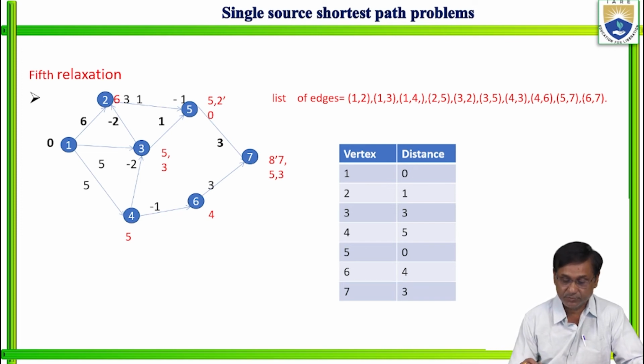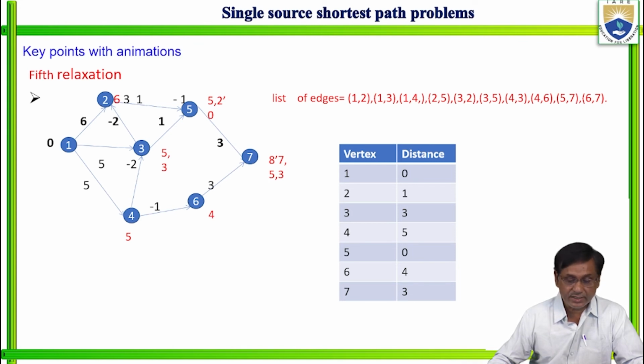Now what are the distances obtained now? Vertex 1 is 0, the distance of vertex 2 is 1, and vertex 3 is 3, vertex 4 is 5, vertex 5 is 0, vertex 6 is equal to 4, vertex 7 is equal to 3. So these are the distances we got. So the solution is, that means by using the Bellman-Ford algorithm, we can find out the shortest distance from the source vertex to all other vertices. Here the source vertex is 1, so the remaining values are calculated here.